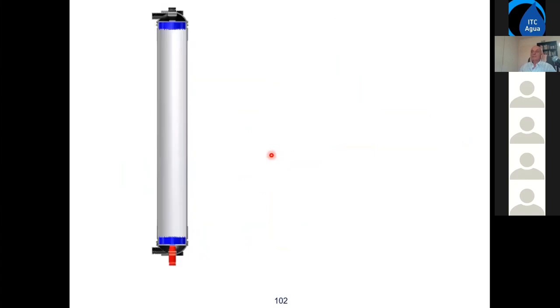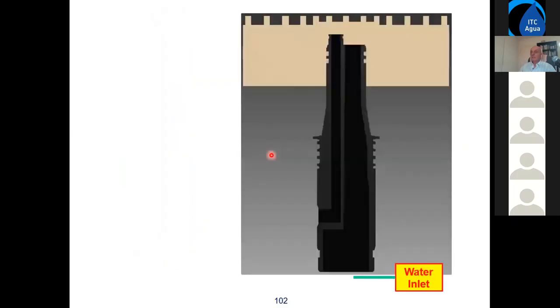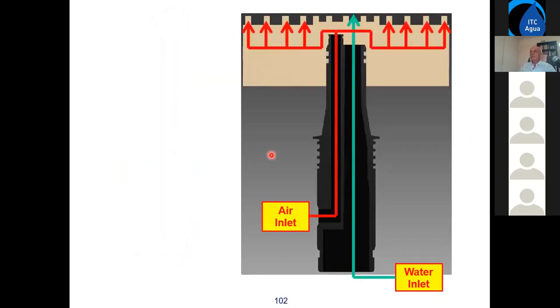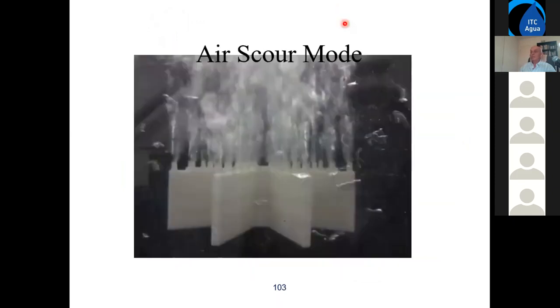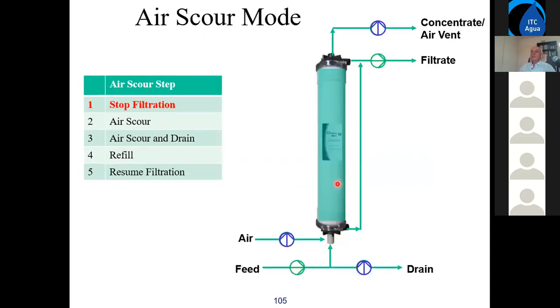Okay, this is another type from another manufacturer, and this shows the water inlet and air inlet. Water and air get in between the capillaries and air scours the membrane. This is the air scouring produced by the air bubbles. Typical air scouring sequence: stop filtration, air scouring 60 to 120 seconds, air scouring to drain, refill, resume filtration. Okay, so those are the air scouring modes.